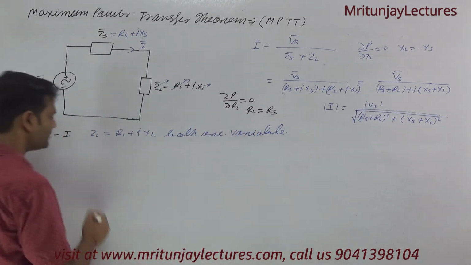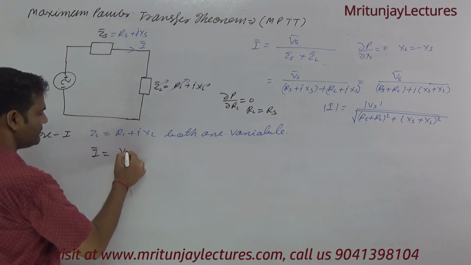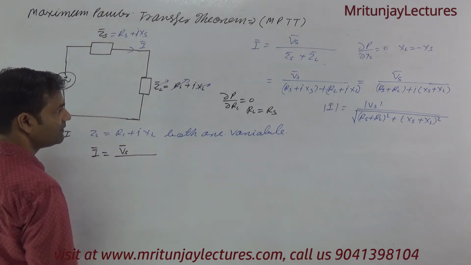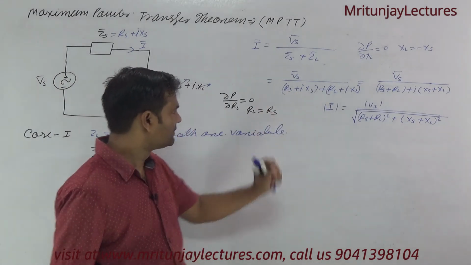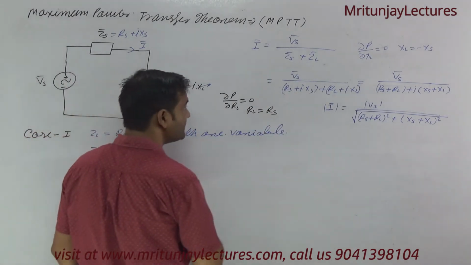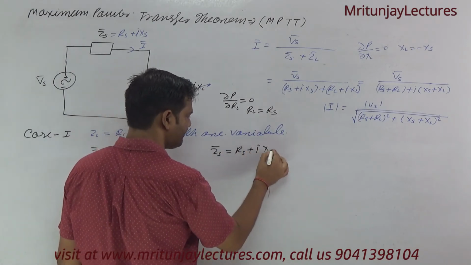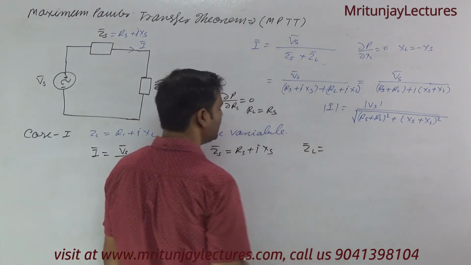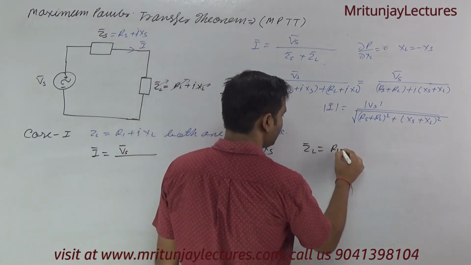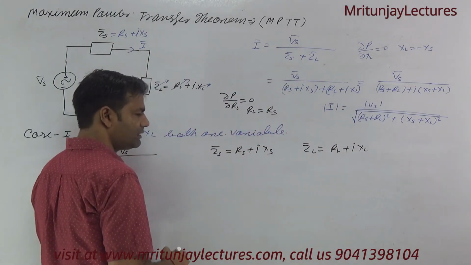What about current at that time? That is Vs divided by... first of all, ZS is written as RS plus jXL. Okay. Now what about ZL? ZL is RL plus jXL.